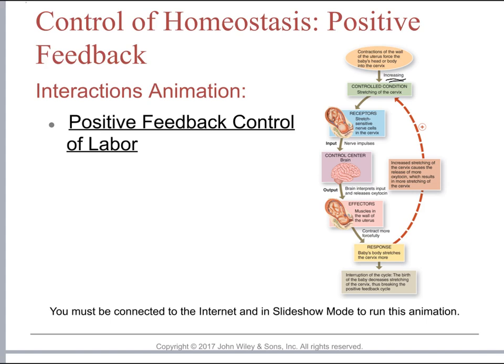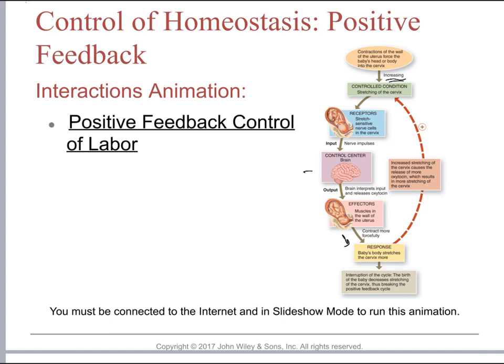Receptors are going to detect that stretching, and it's going to send input impulses to the brain. The brain's going to send output impulses saying release oxytocin to help uterine contractions, which will allow that uterus to contract more forcibly, pushing the body out and stretching the cervix. From there, the baby is pushed out or delivered. So increased stretching of the cervix causes the release of more oxytocin, which results in more stretching of the cervix.